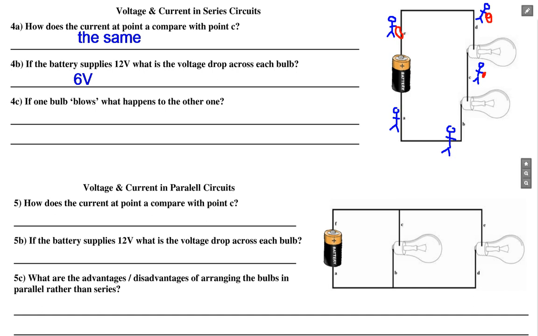What happens if one bulb blows? What happens to the other? The other bulb goes out.